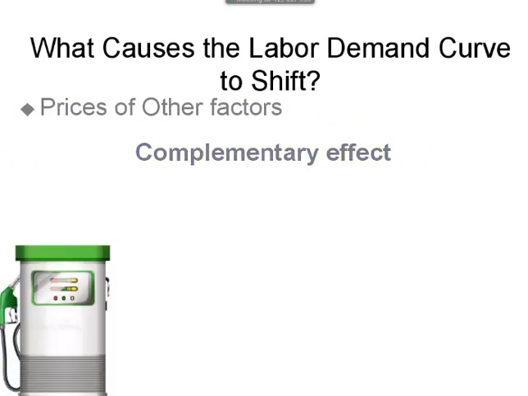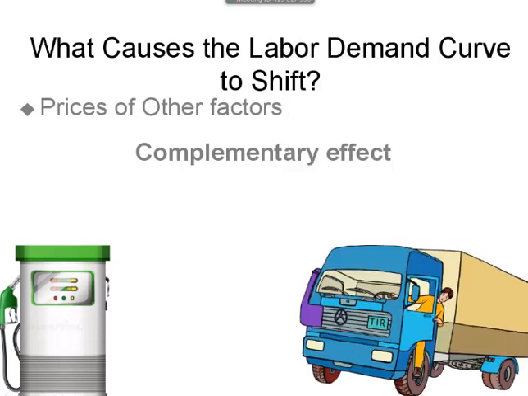Now we have the complementary effect, under the same point, prices of other factors. Here in this case I've used this example. We see that fuel and trucks are very much complementary. If fuel prices increase, then transport companies would not buy so many trucks, because it's really costly to run trucks on the road.